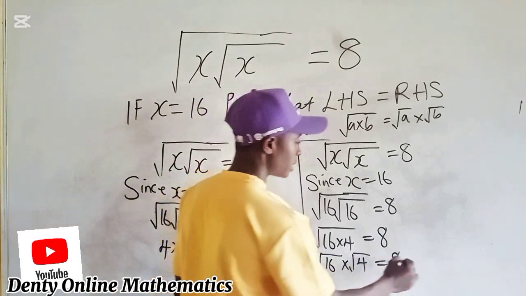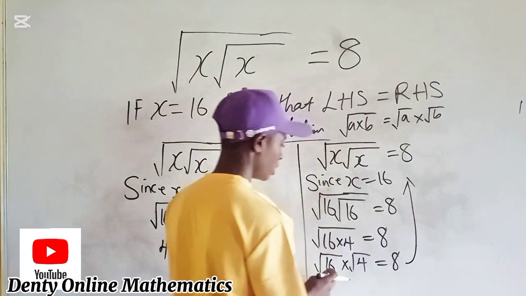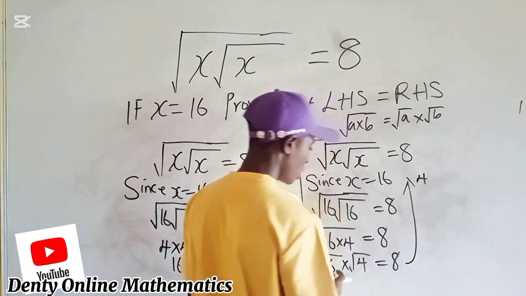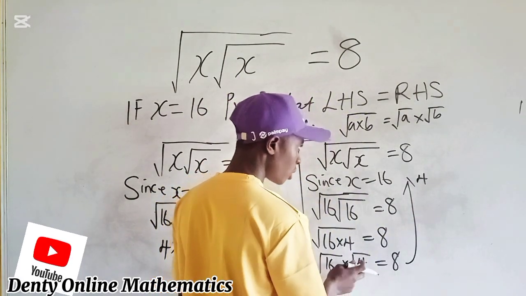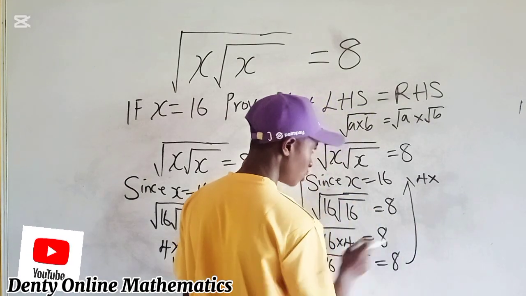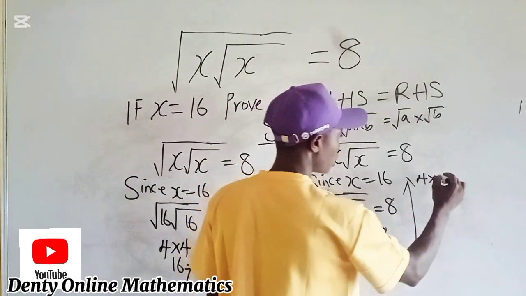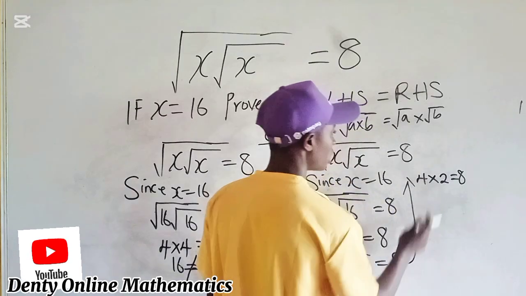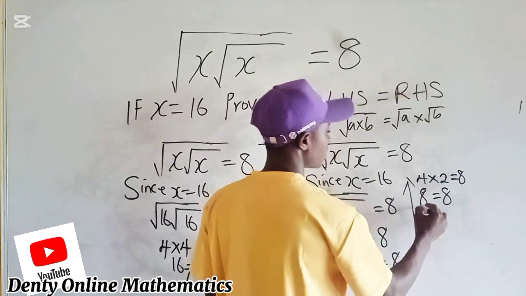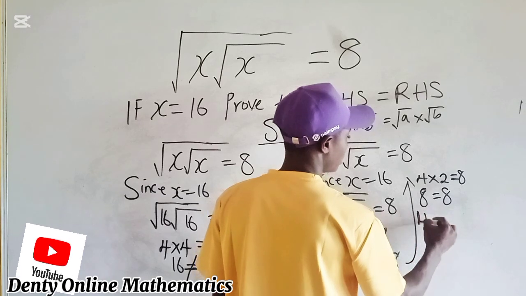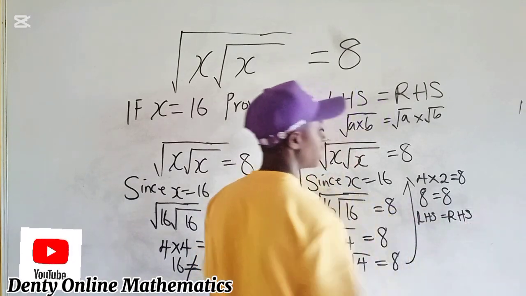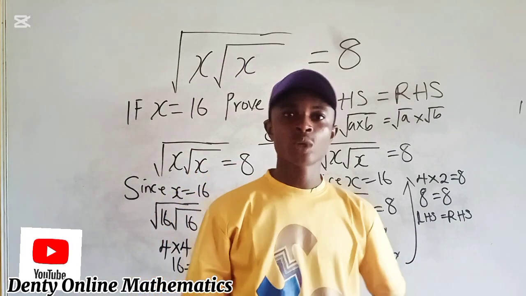Now, let's take all of this upwards. What's the square root of 16? The square root of 16 is 4. What's the square root of 4? The square root of 4 is 2. So it will be 4 times 2, equal to 8. Now 4 times 2 is 8. 8 is equal to 8. That means the left hand side, which is this, is equal to the right hand side. So that's the perfect way of doing that.